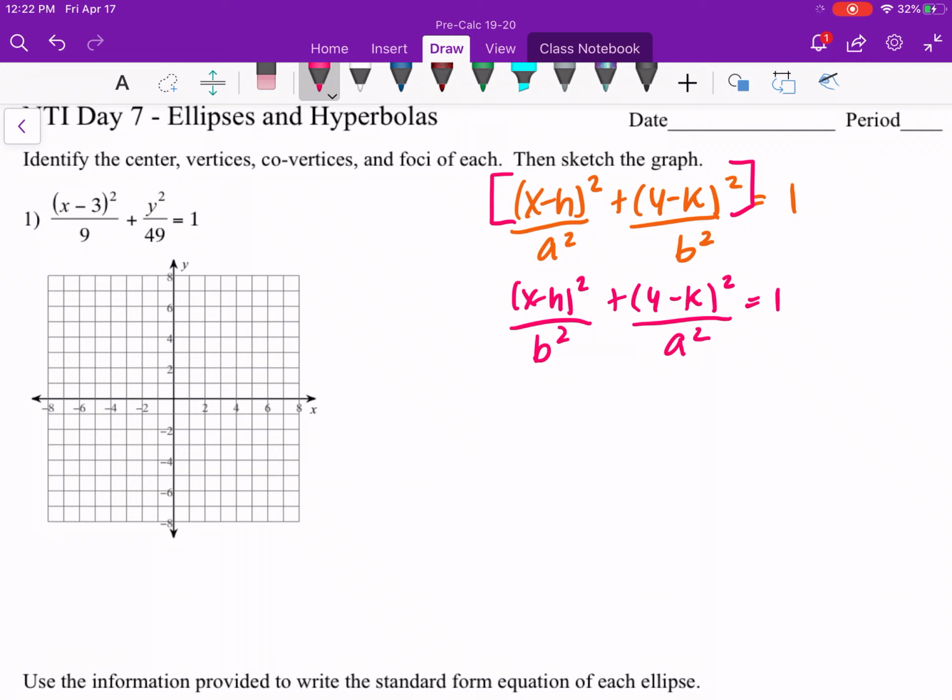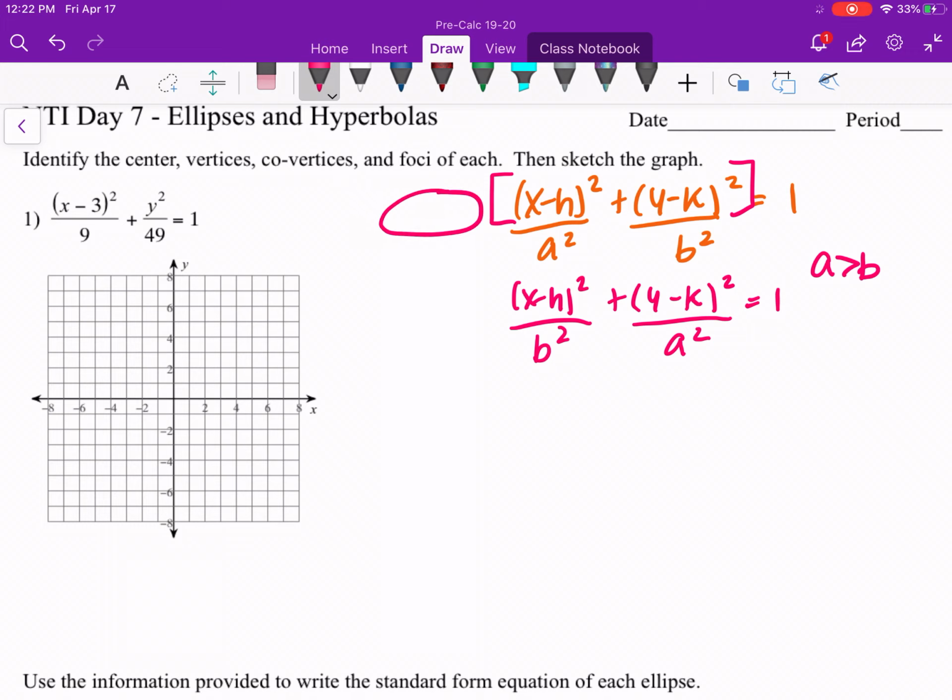So if we think that the top is fixed and the bottom moves, we need to keep in mind that A is greater than B. And so by switching which denominator it's in, all it really does is tell you whether it's going to be a horizontal ellipse or a vertical ellipse. When the bigger number is under the X term, remember the X axis is horizontal. So it just means that the ellipse is longer horizontally than it is vertically. It's going to look like a sideways football.